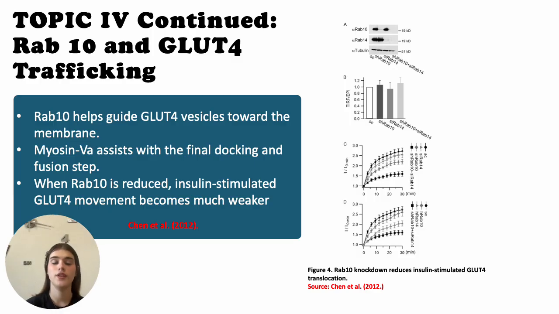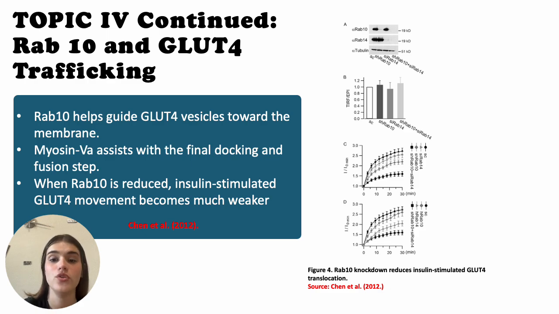So continuing with topic 4, we can see in figure number 4 here on the right what actually happens when RAP10 is reduced. And you may ask yourself, okay, what's RAP10? RAP10 is basically a protein that helps move GLUT4 vesicles toward the surface of the cells.